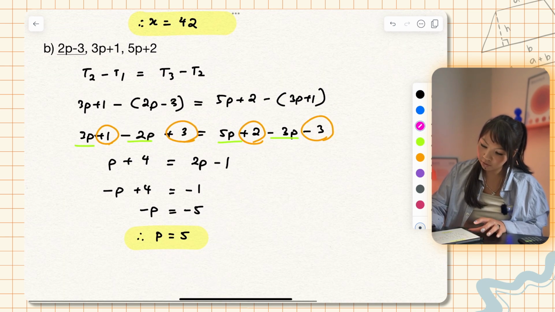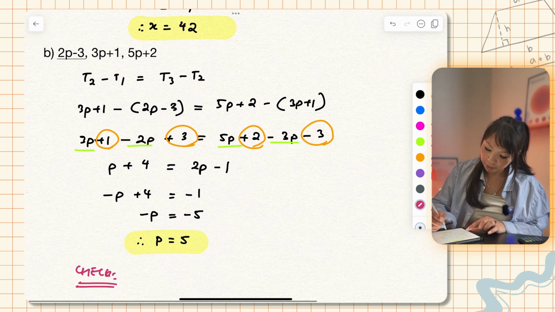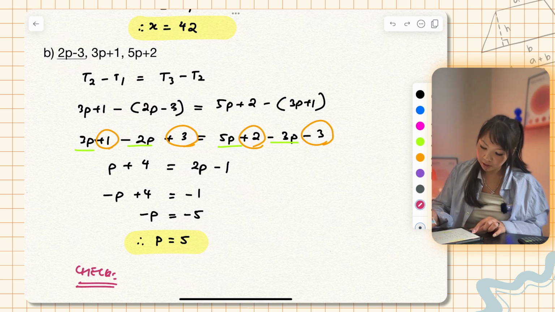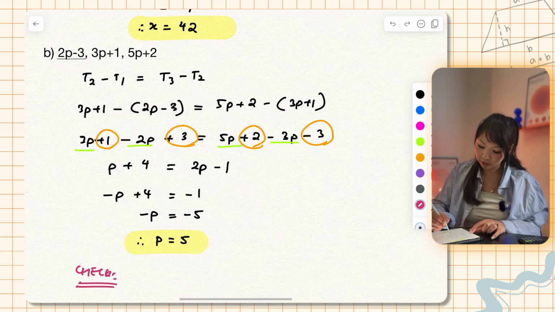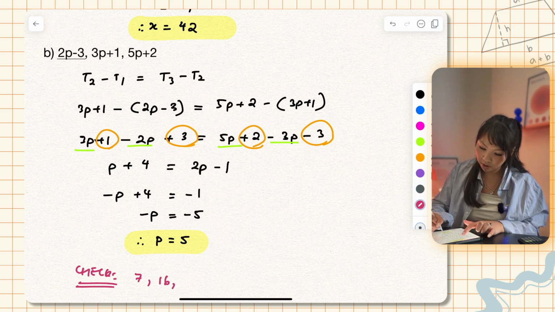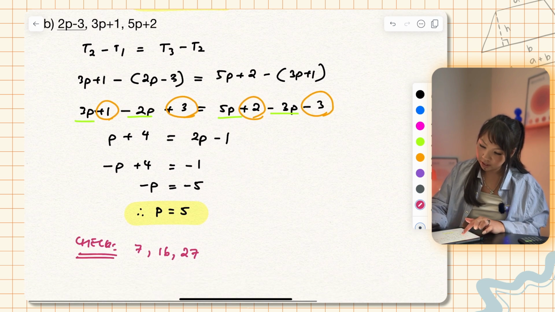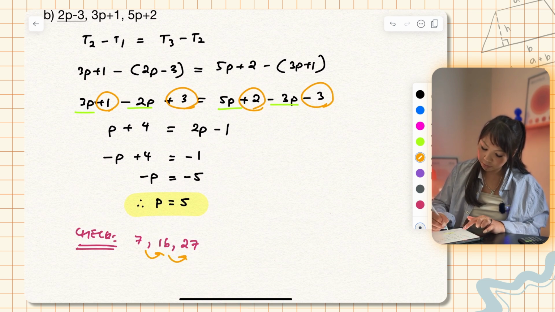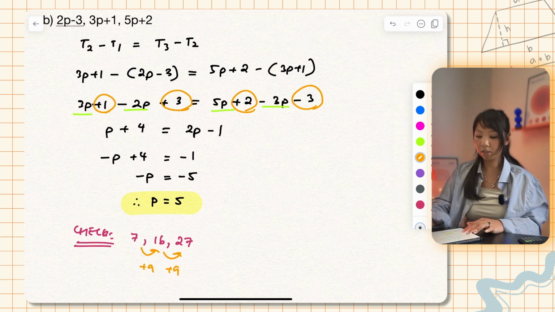Okay, now let's check if this is true. I'm going to check by plugging it in. So 2p - 3 is 2 times 5 minus 3 is 7. 3 times 5 is 15. 15 plus 1 is 16. And then 5 times 5 is 25. 25 plus 2 is 27. So you can see that the difference between each of these numbers is a difference of 9. So it does check out.